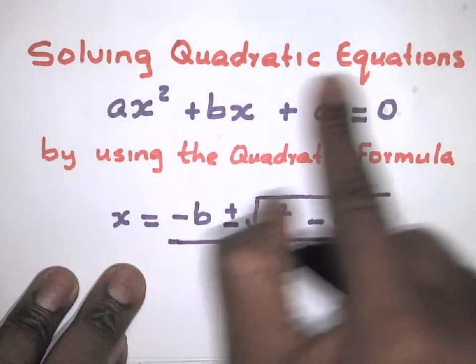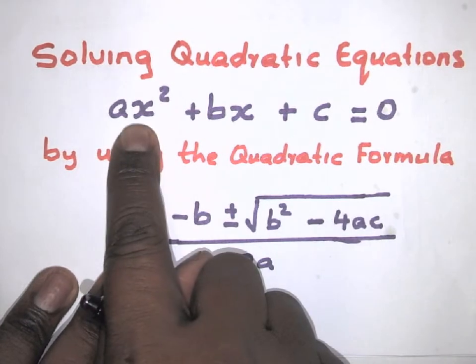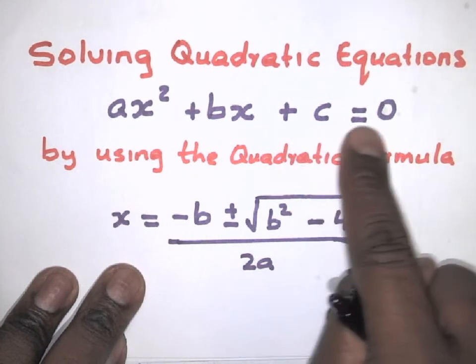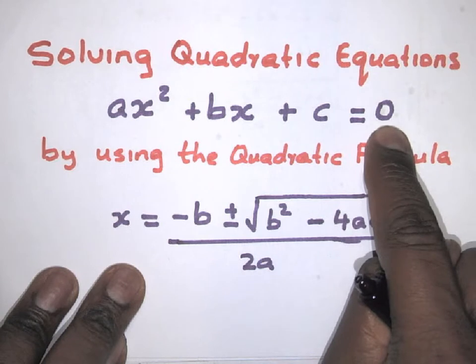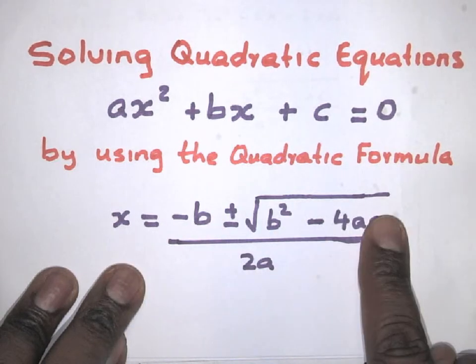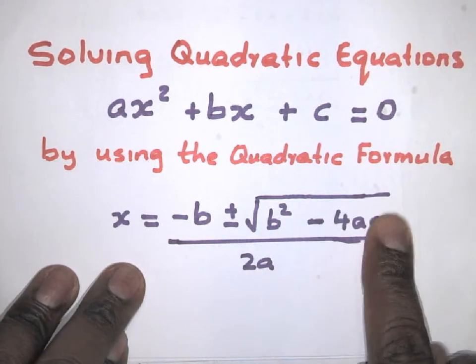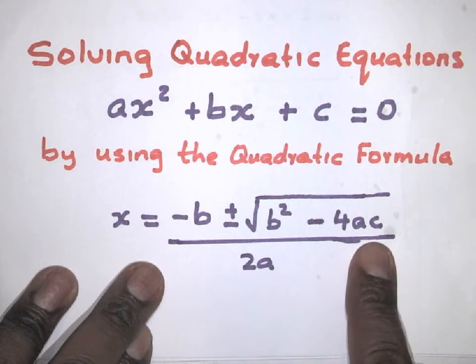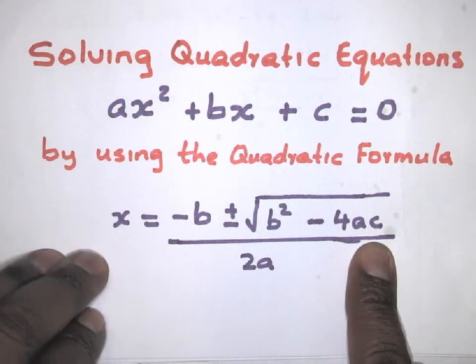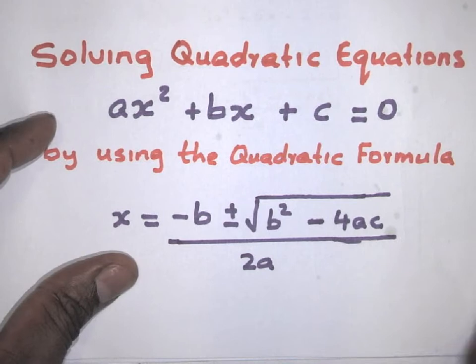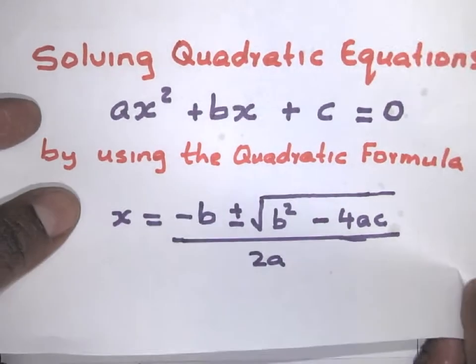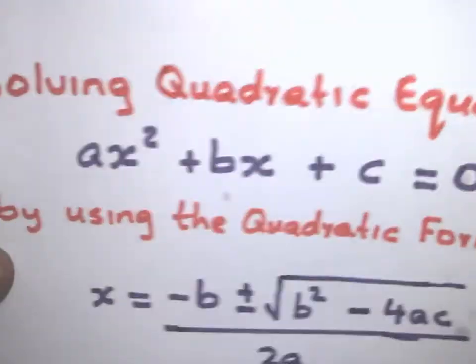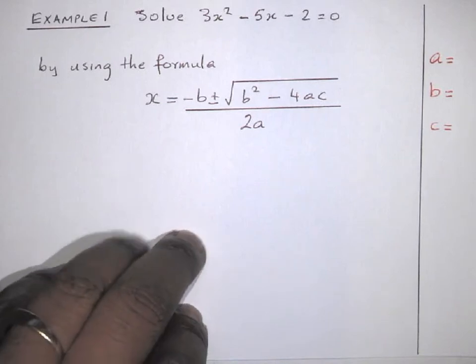Note that the quadratic equation must be written in this format: ax squared plus bx plus c equal to 0. There must be a 0 there to be able to use this formula. And another interesting thing is that you don't need to memorize this formula because you'll be given it in the exam or in a test. Now, let us say we want to solve some quadratic equations.